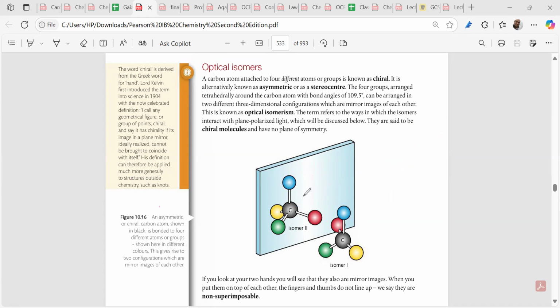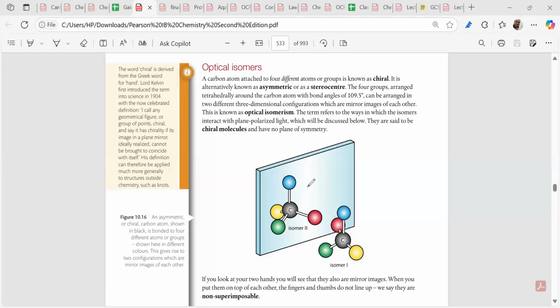If you take an optical, suppose this is a chiral carbon. If you're having a substance with a chiral carbon, it can lead to optical isomers. What is an optical isomer? If you have the same molecule but a different arrangement, where these groups are facing each other. Is it clear?